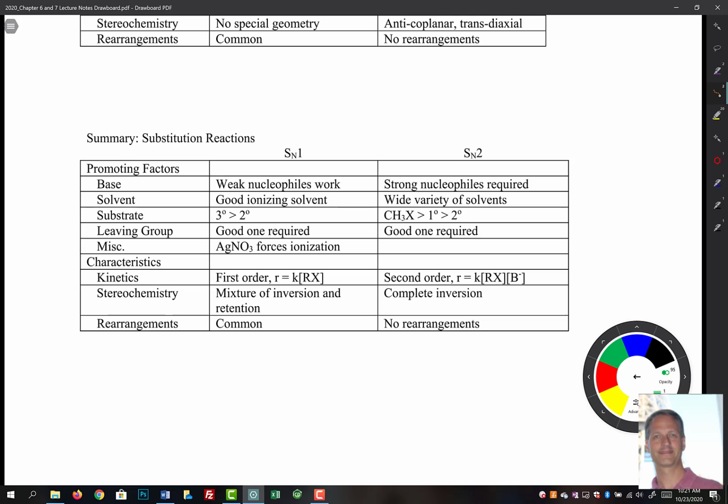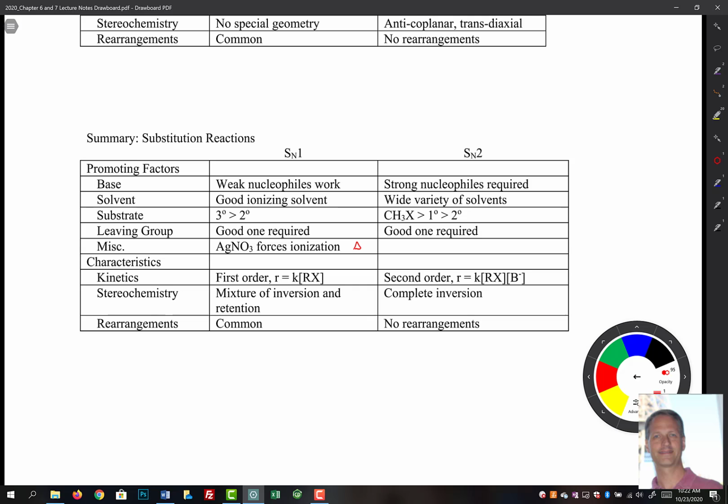Substrate here, tertiary better than secondary. Same idea, you're forming that carbocation. For SN2, methyl, primary, secondary work decently. Nothing for tertiary. A good leaving group is required for both of these situations. And miscellaneous notes, silver nitrate. Remember that forces ionization. And sometimes I think we said we could use heat. Most often you use silver nitrate.